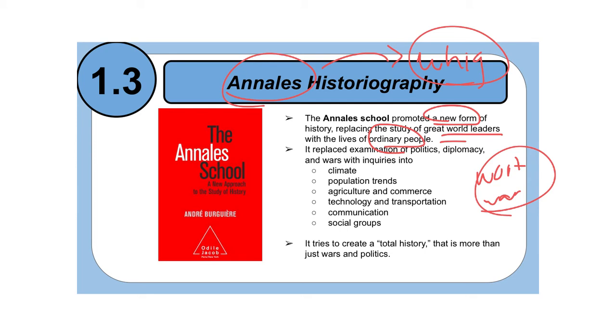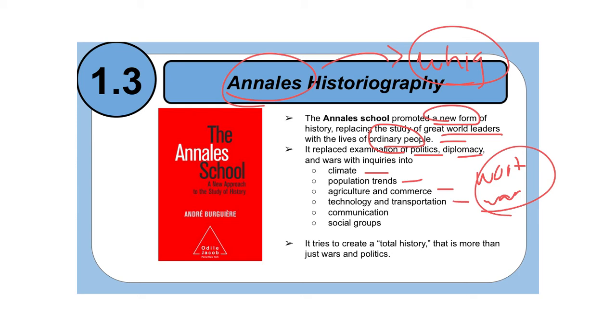So it replaces the examination of politics, diplomacy, and wars with, let's look at climate. Climate change is something that's going to impact everybody, including great men and women and other people. Population trends: where are people moving? Are they moving north, south? Where are all the jobs going? Because where the people move, that's where the jobs go. Agriculture and commerce: are we producing more food? Are we producing less food? Are we doing trade well? Are we doing trade barriers?